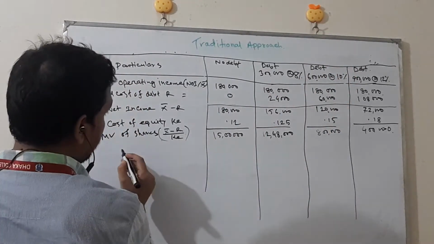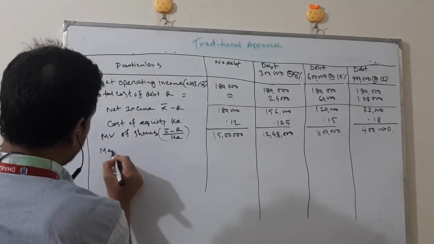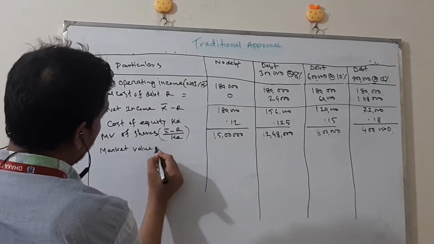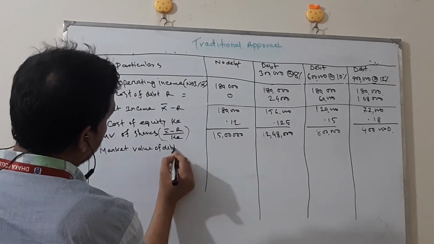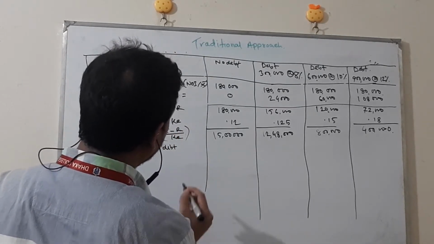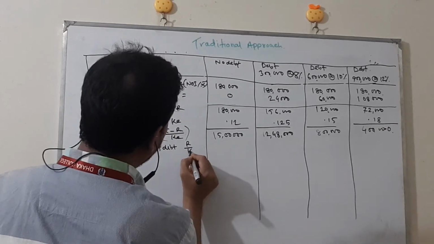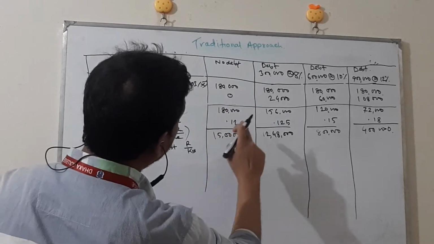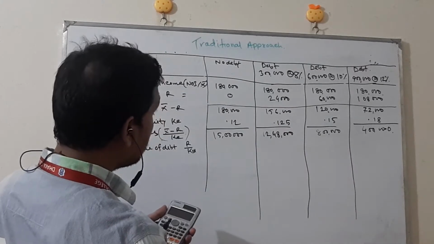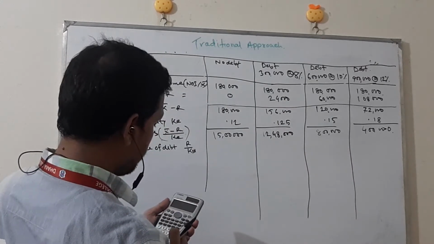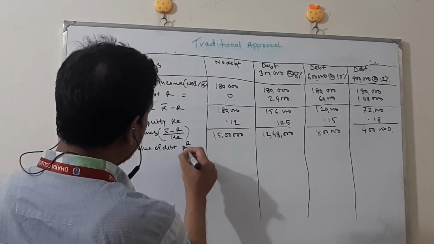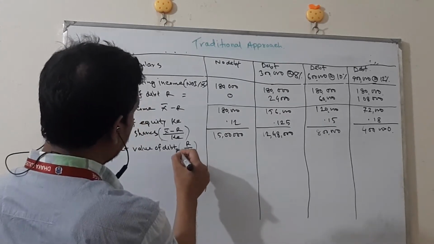Okay, so here is the market value of debt. The market value of debt is R divided by KD, I mean R divided by KD. So, R divided by KD gives the market value of debt, I mean D.